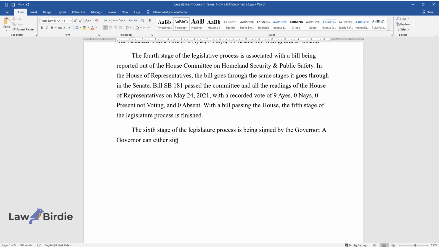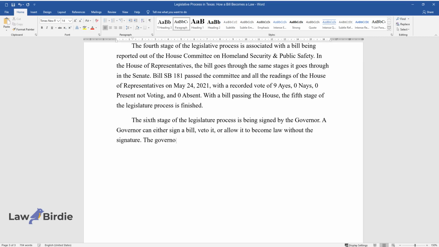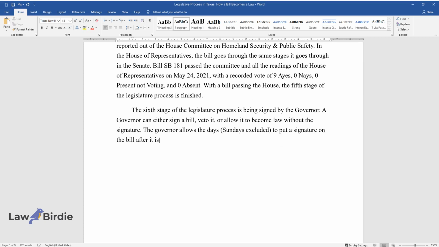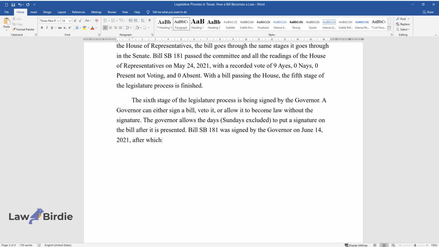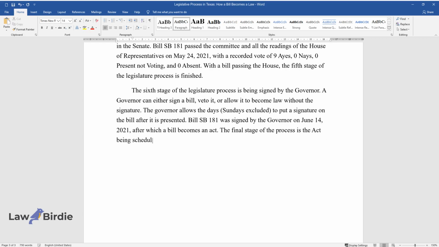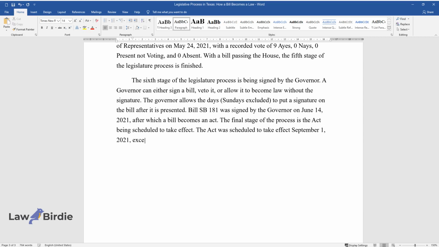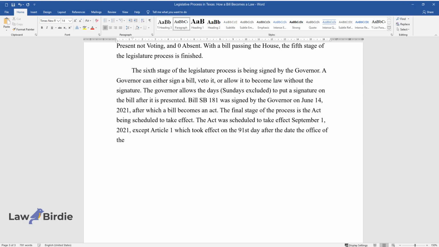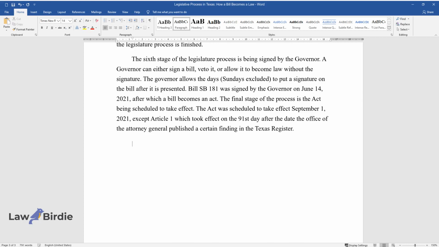A governor can either sign a bill, veto it, or allow it to become law without the signature. The governor is allowed a number of days, Sundays excluded, to put a signature on the bill after it is presented. Bill SB 181 was signed by the governor on June 14, 2021, after which a bill becomes an act. The final stage of the process is the act being scheduled to take effect. The act was scheduled to take effect September 1, 2021, except Article 1, which took effect on the 91st day after the date the Office of the Attorney General published a certain finding in the Texas Register.